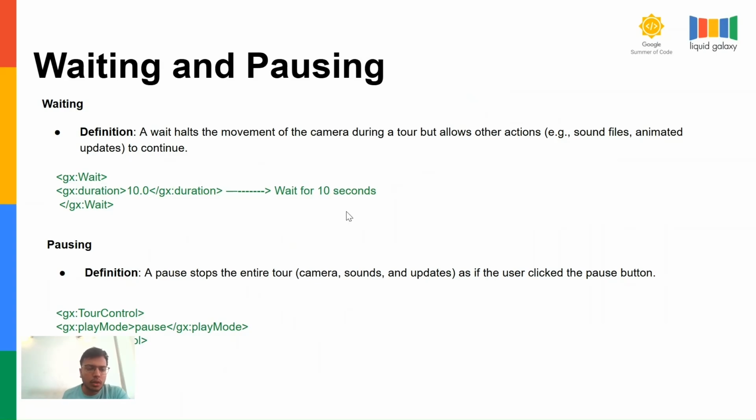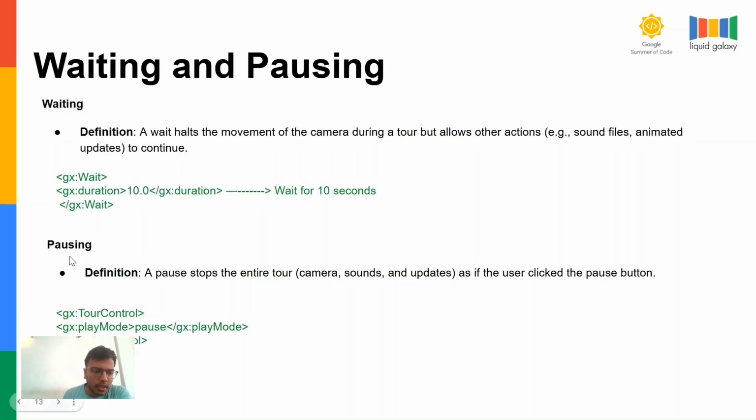So the next thing to focus on is waiting and pausing. Waiting specifies the halts which are to be done in the tour. Halts means that we have to wait for the movement of the camera during the tour, but simultaneously allowing other actions like sound files, animated updates, etc. to continue. So this basically keeps the whole tour process continuing while stopping for a certain period of time. We can specify the period of time using the duration tag. Like here we can see that the duration is set to 10 seconds. So this is about the wait tag.